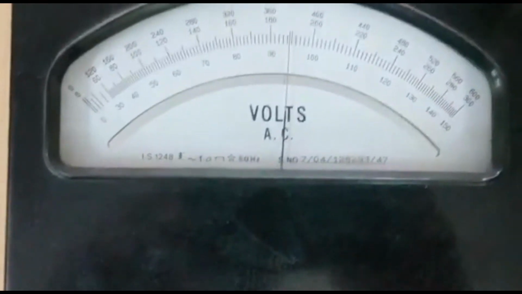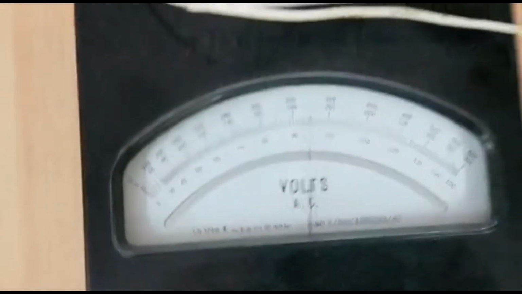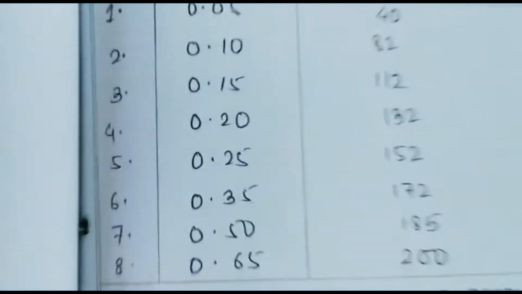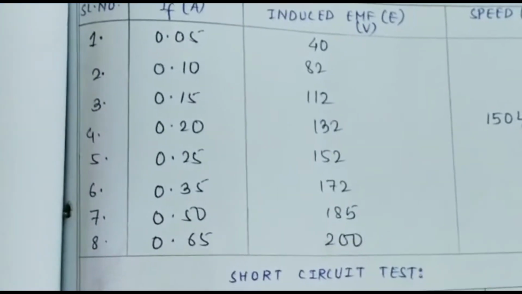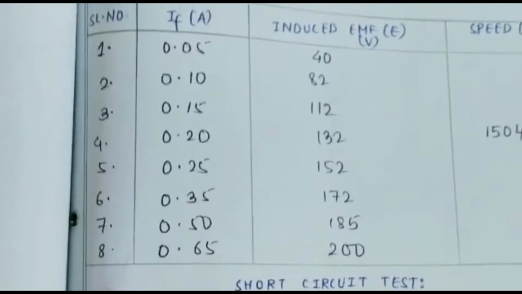Now again I will increase the excitation by 0.05. Wait for the next reading. So now the reading is 0.05 plus 0.05, that is 0.1. Now what is the voltage? The voltage is approximately 95. First I will show you the typical readings. So this is the reading: 0.05, 40; 0.10, 82; 0.15, 112; and so on.